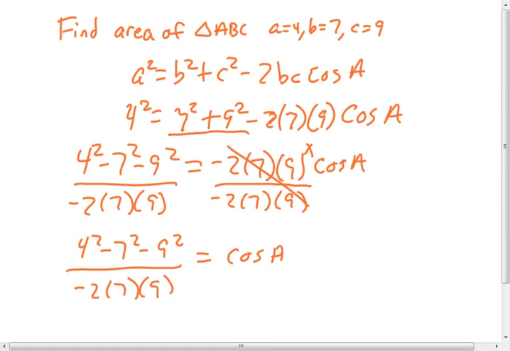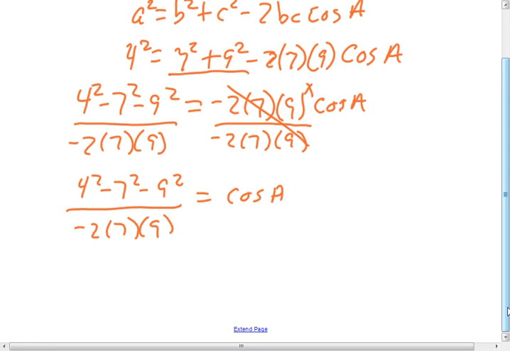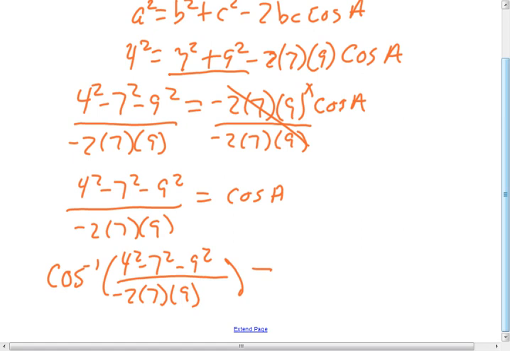But the last piece of the puzzle is to get A by itself. So we have to take the inverse of cosine, which is arccosine, or cosine to the negative 1. So A equals cosine to the negative 1 of 4 squared minus 7 squared minus 9 squared over minus 2 times 7 times 9. And of course, the inverse on the outside means the cosine goes away, so that gives us our angle. Make sure when you punch this in the calculator that you calculate the numerator and the denominator before you punch it in, or it will not work. But once you do the inverse cosine, angle A is going to be 25.2.